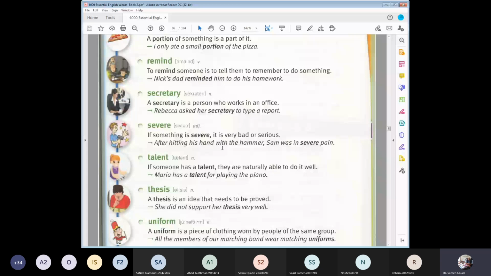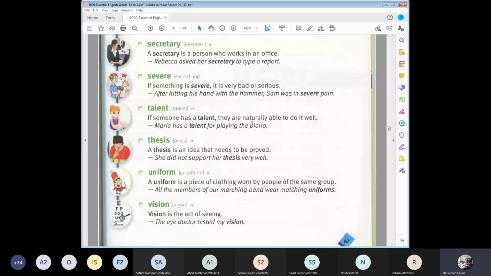And then you have the word severe. When something is severe, it's very bad or serious. When you talk about cold as being very severe, when you talk about an injury and you say that it is severe, when we talk about pain, sometimes you are in pain, and this pain is severe, very serious and very bad and very strong.